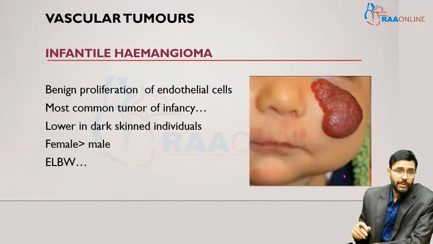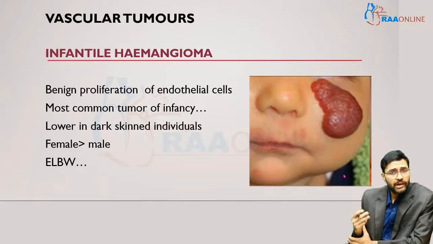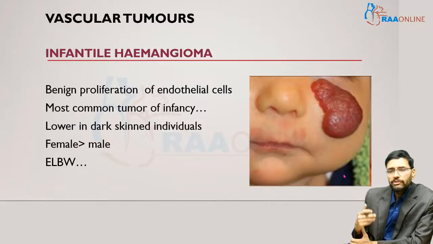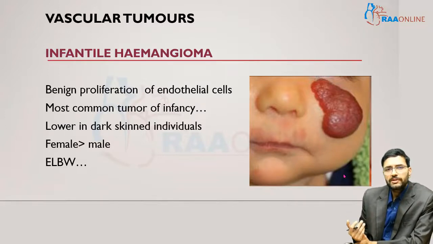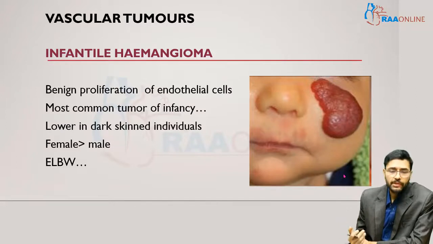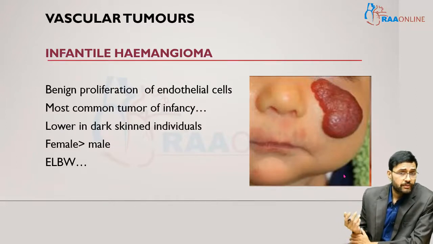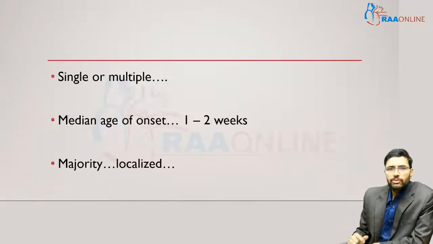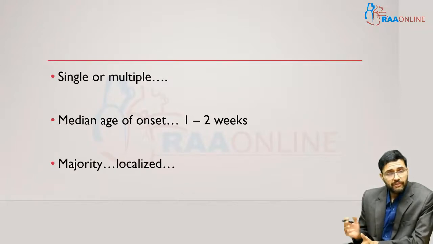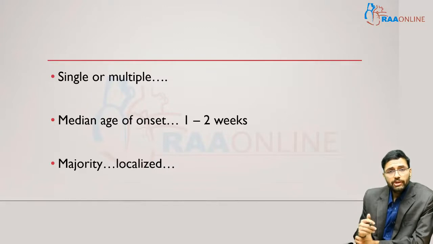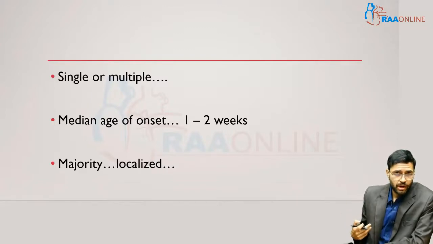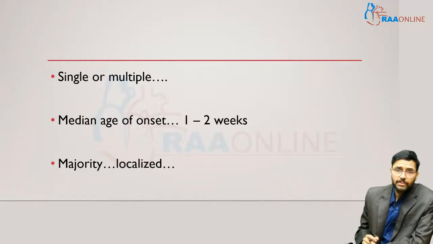There is a definite female preponderance, and it is said to occur more commonly among extremely low birth weight babies, that is, those babies who are born with a birth weight of less than 1 kilogram. The incidence is as high as 23%. They can be single or multiple. Most commonly they are single, in 60 to 70% of cases, and most commonly involve the head and neck region, sometimes the extremities, trunk, external genitalia, etc.